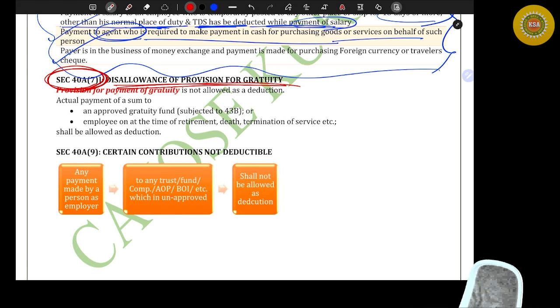But listen, say instead of creating a provision, I have actually paid a gratuity payment. Say one of you retired. Okay, this Hari retired. Today he retired and I paid him gratuity. Then that gratuity that I've actually paid, I can claim it as a deduction. Actual gratuity payments are always allowed as deduction. By putting a provision, you are not supposed to claim any deduction.